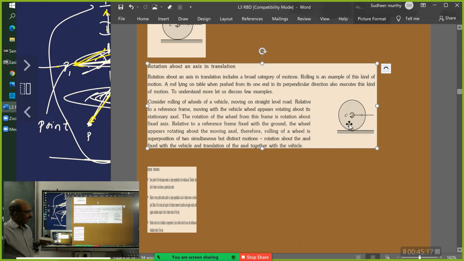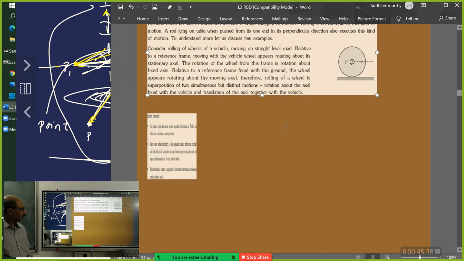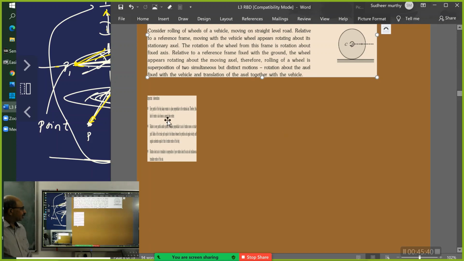That is, if you take any reference outside this wheel, supposing you are standing here, then you will see that the wheel is rotating and also moving, just like how the shuttlecock is moving. So it is a combination of both. That is what is told. Now, again, some important observations here.